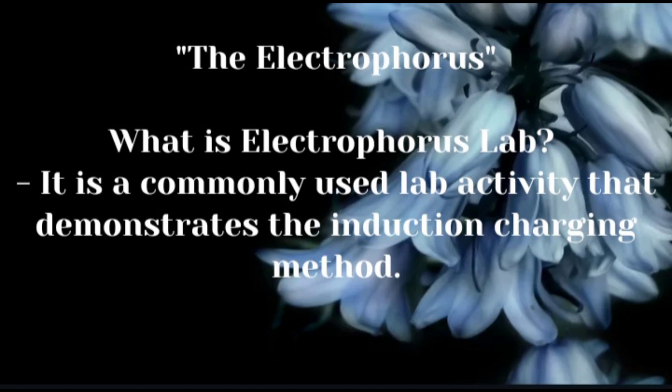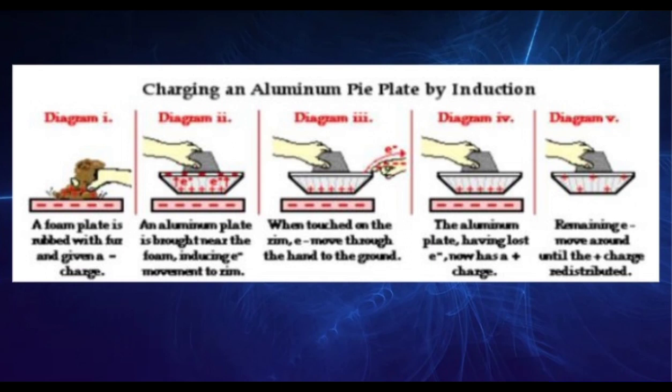So now we have here the electrophorus. So what is the electrophorus? It is a commonly used lab activity that demonstrates the induction charging method. In this lab, we have a flat plate of foam which is rubbed with animal fur in order to impart a negative charge to the foam.